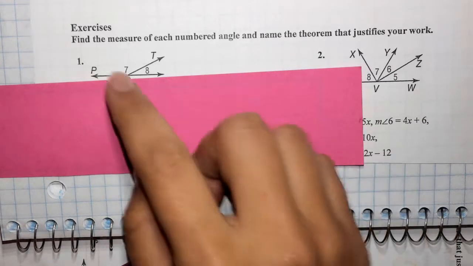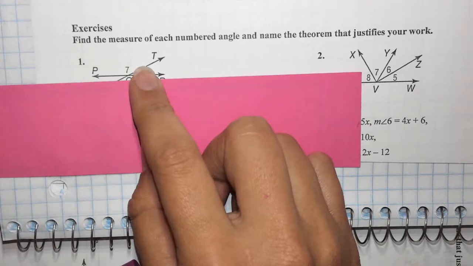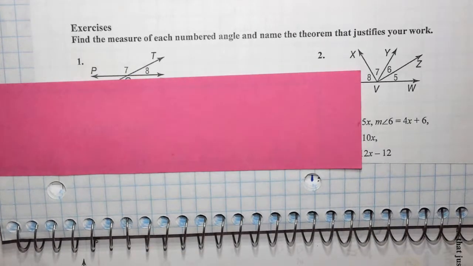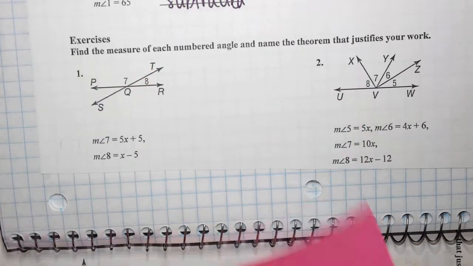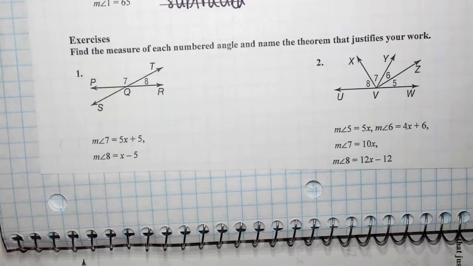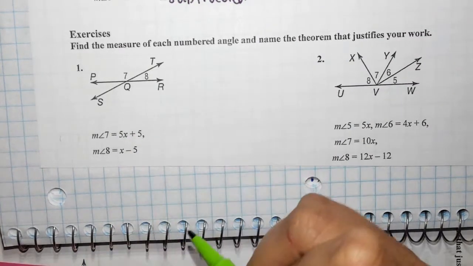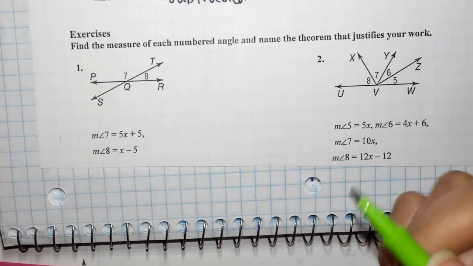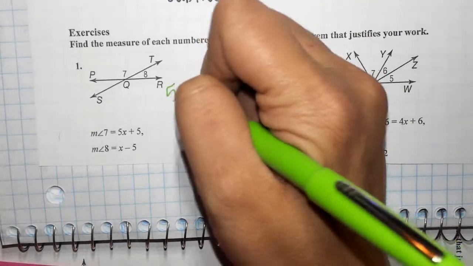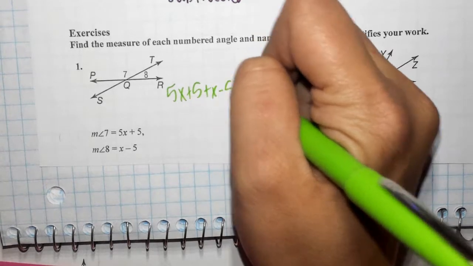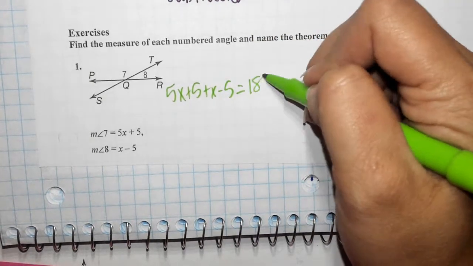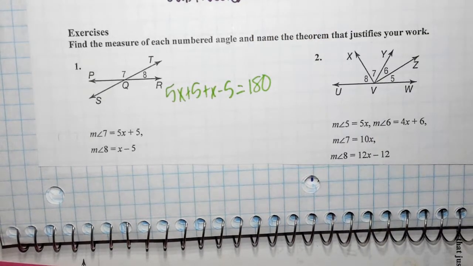Now, what kind of angles are 7 and 8? They're linear. That means that they add up to equal what? 180. Now, do we know what the measure of angle 7 is? 5x plus 5. Do we know what angle 8 is? Yes. So would we add those together and set it equal to 180? Look at us go.